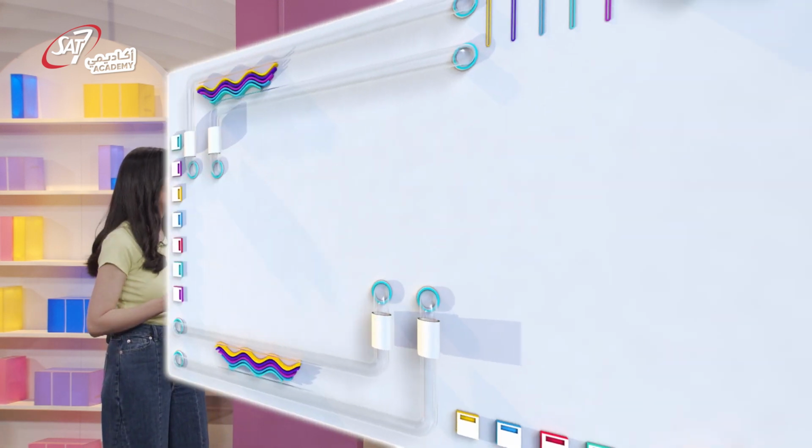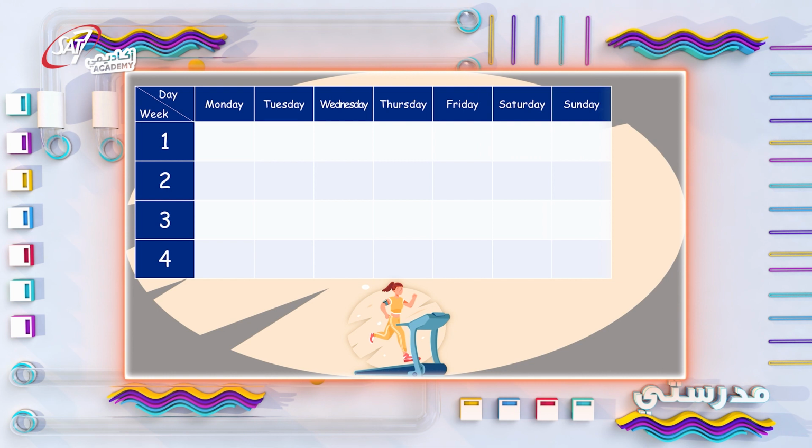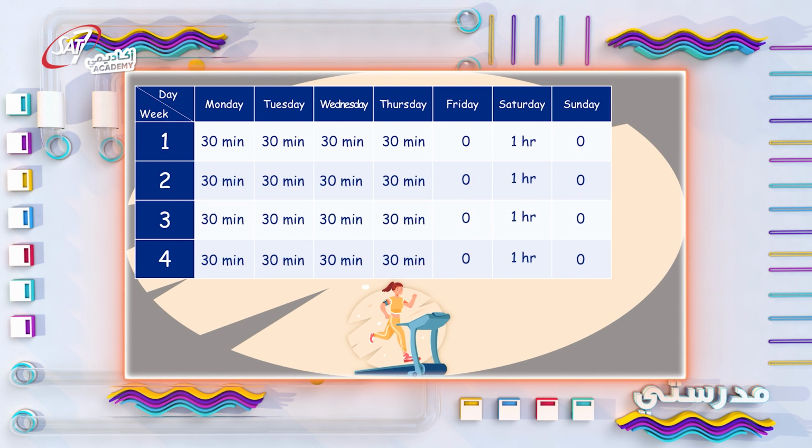Let's look at this calendar to be able to clearly see the pattern that Huda follows. There are 4 weeks in a month. She exercises 30 minutes every day from Monday to Thursday and 1 hour on Saturday. So it's 30, 30, 30, 30, 0, 1, 0. The same schedule repeats every week.